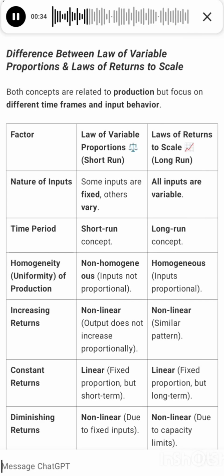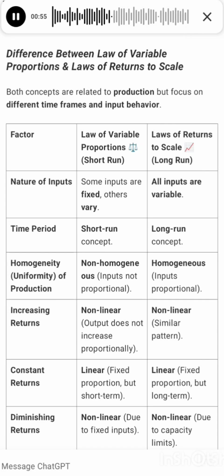Homogeneity, uniformity of production: non-homogeneous, inputs not proportional; homogeneous, inputs proportional. Increasing returns: non-linear, output does not increase proportionally; non-linear, similar pattern. Constant returns: linear, fixed proportion but short-term; linear, fixed proportion but long-term.